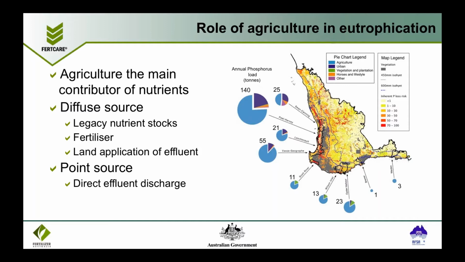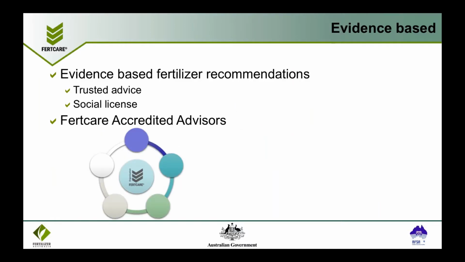So it is really important that we manage agriculture and our nutrient use in agriculture in as objective a way as we possibly can. Jeff's already touched on this around the importance of evidence-based fertiliser recommendations, trusted advice, and maintaining community support for the farming sector, or social licence. He's also mentioned Fertcare accredited advisors, and the fact that there are 5 key areas, or competencies or performance standards, that Fertcare advisors need to adhere to.